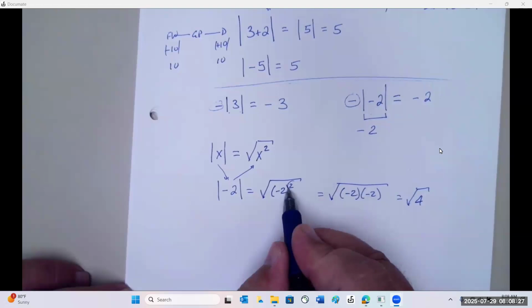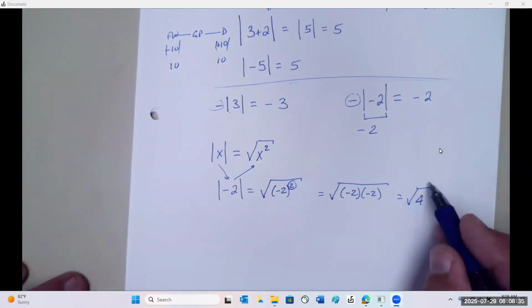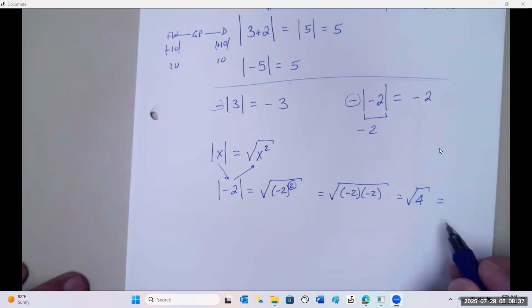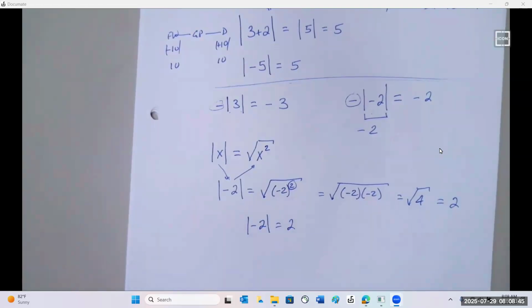So the squared gets rid of the negative. It makes everything positive, but it inflates it. It doubles it, which is why we square root it. What's the square root of 4? 2. So that's how we just go. Instead of doing all that stuff, we simply say that.